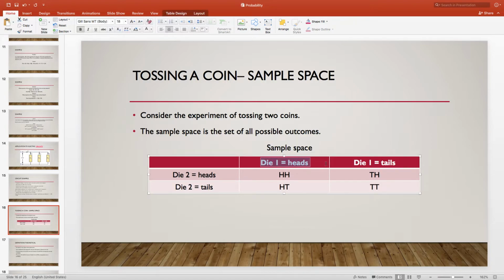So we have our outcome for die 1 and our outcome for die 2. So die 1 could be heads, die 1 could be tails. Die 2 could be heads, die 2 could be tails. So I'm going to denote these outcomes. The first one is both are heads. Then here the outcome is heads, tails. First heads, second tails. Tails, heads, and then tails, tails. So that is the sample space for 2 coins. If you do it for 3 coins, there's a third die that needs to be considered.